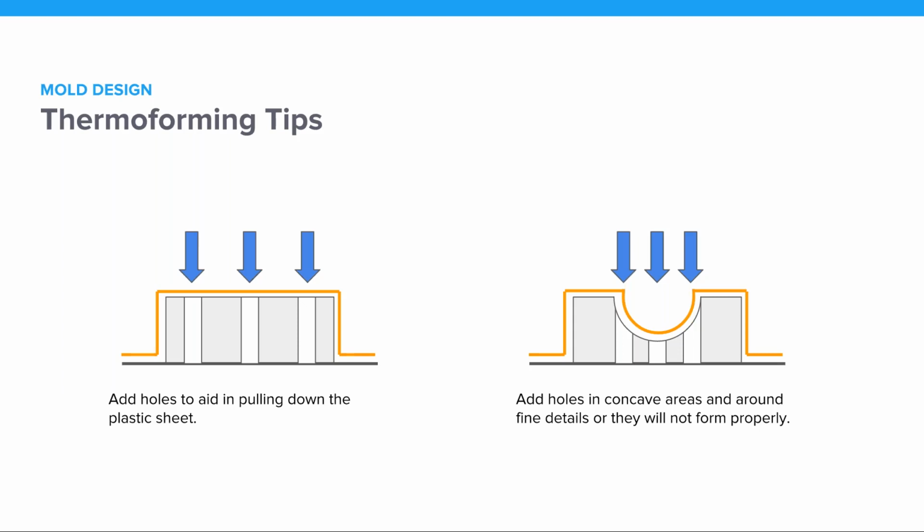So the left one you may or may not have to do. The right one you probably do have to do. It allows you to pull plastic down in those concave areas, and it's really important that you do that. Otherwise, they might not show up at all. If you're having issues with fine details, again, try adding some holes around them.